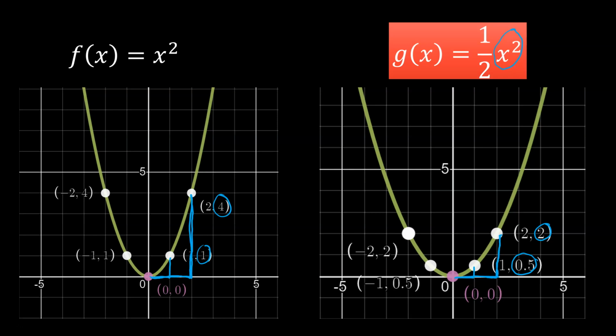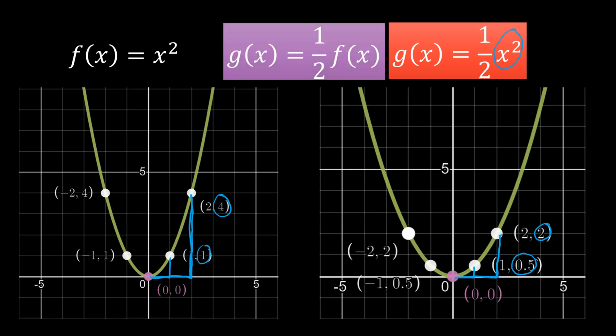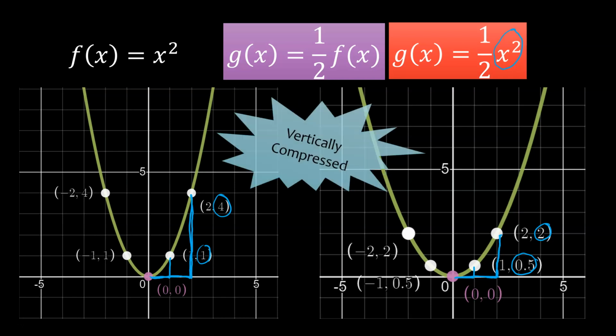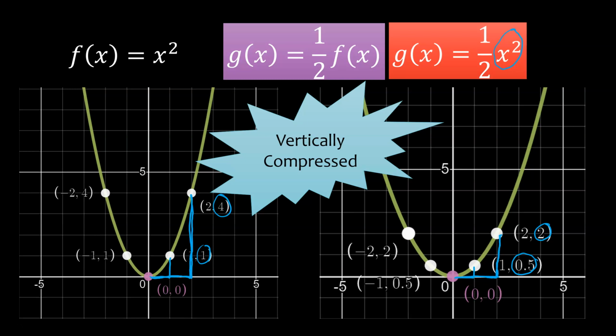And again, if we think about that, x squared is f of x. So g of x is 1/2 of f of x. f of x is the output, the y value. So the 1/2 is being multiplied by the y value, meaning we have a function that is vertically compressed by a factor of 1/2. All right?